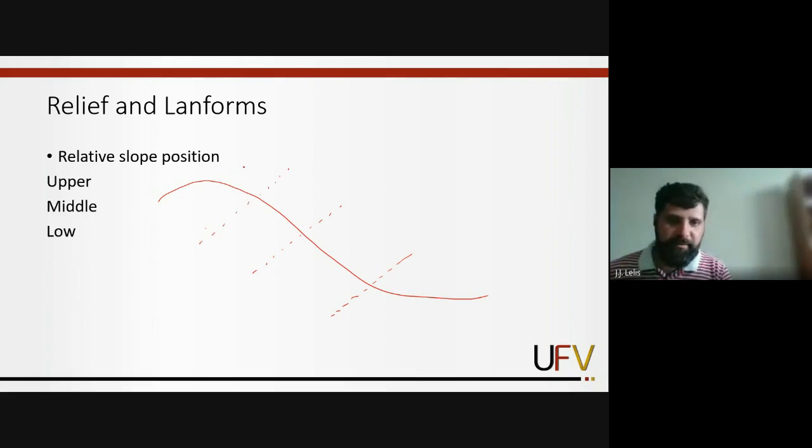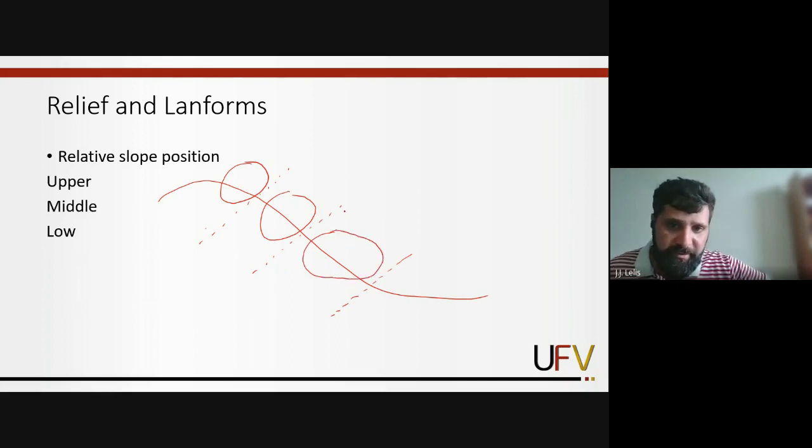And this is the upper third of the slope. This is the middle third of the slope. And this is the low third of the slope. Of course, in the low third of the slope, we imagine that deeper soils can be found, or even some soils with colluvium and alluvium sediments.